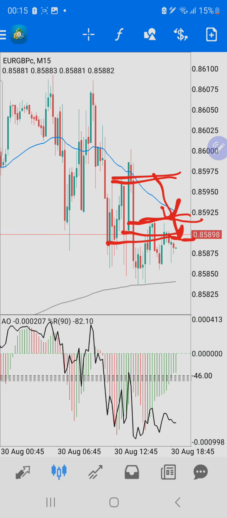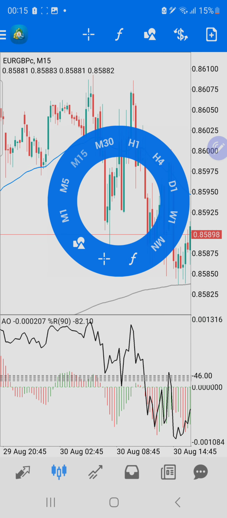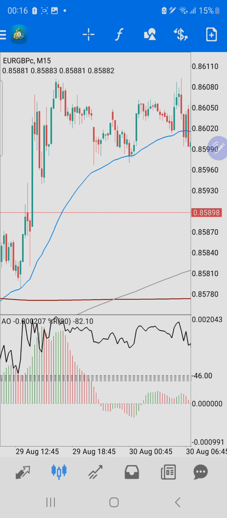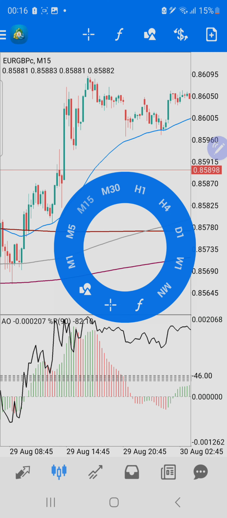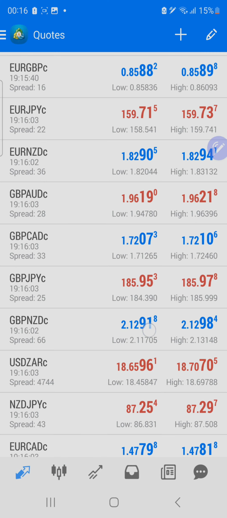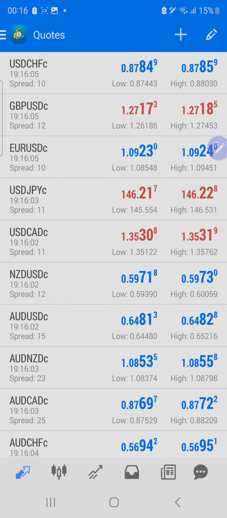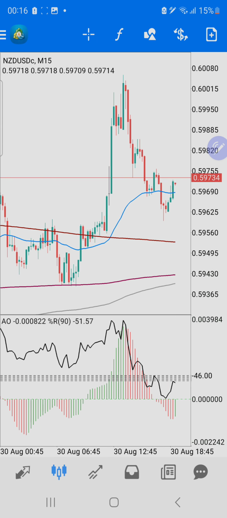In the next lesson I'll teach you how to draw your support, resistance, supply and demand zones and accurate lines, where 100% the market is going to retest. I'll show you some examples. Let's go to some examples without drawing anything, just a little example so that you understand how the market moves. Which pair should we go for? Let's go to NZD USD.